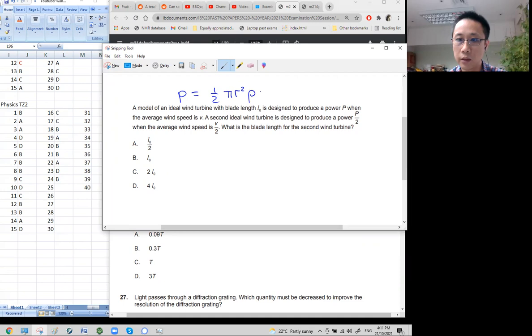Density, speed cubed, and the formula book has this, but I wrote pi r squared because I foresee the need to use pi r squared because the length will serve as the radius of the circle that the blades sweep up. The halves are going to cancel. I just write pi r squared u.